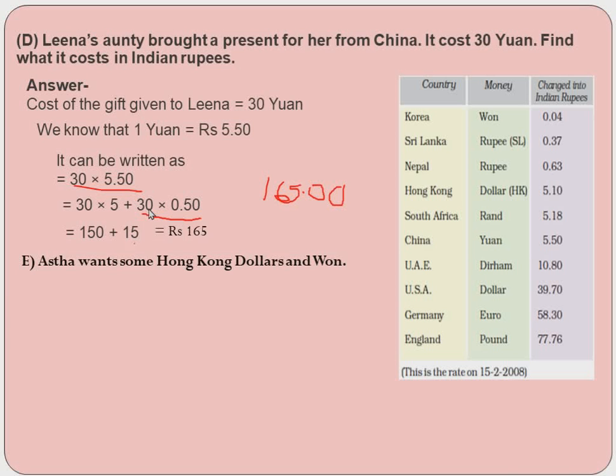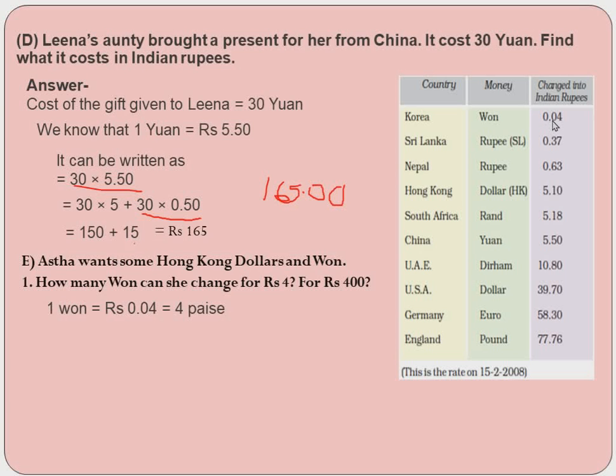Asta wants some Hong Kong dollars and Korean won. So she wants to change the Indian currency into Hong Kong dollars and won. Now the first question is, how many won can she change for rupees 4 and for rupees 400? Now first, what is the won currency? It is Korea's currency, and if you change it, how many rupees do you need? For 1 won you need 4 paisa. So for 1 won, rupees 0.04, that equals 4 paisa.